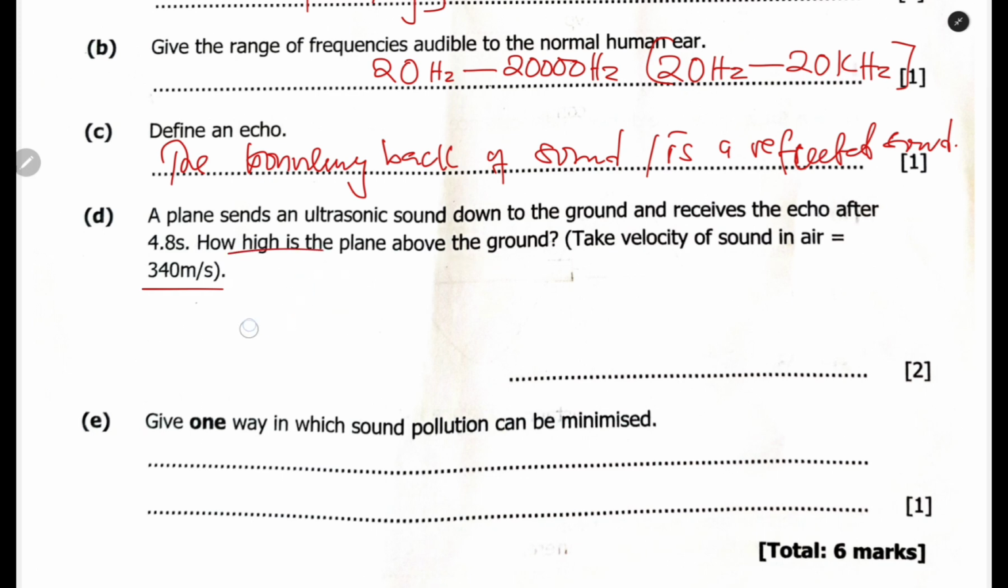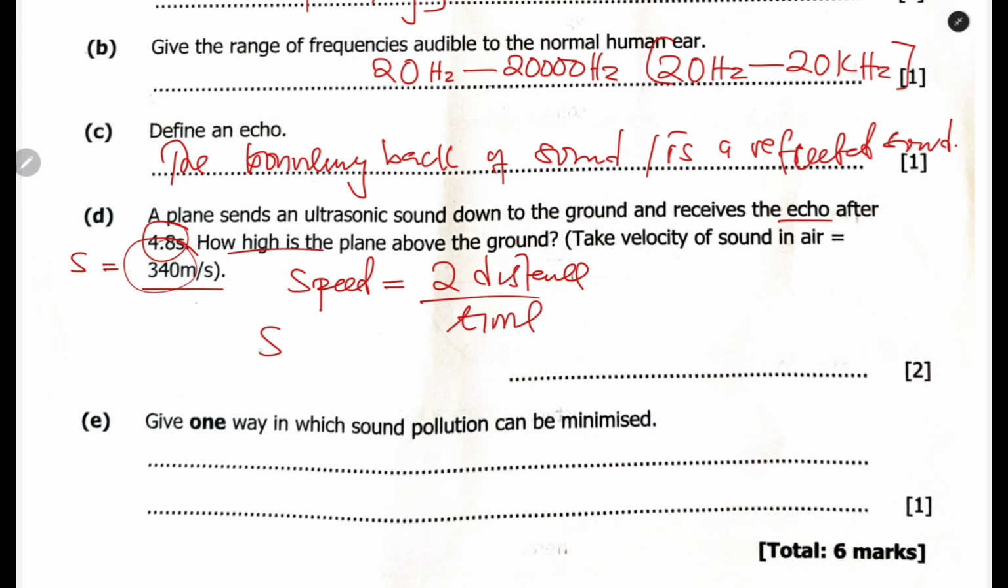Now, if you look at what you are given here, we are given the speed, which is 340, and we are given the time. This is an echo. So how do you find distance? How do you find speed when you have an echo? So speed is equal to 2 multiplied by distance divided by time. Or we can simply say S equals 2D over time. So this is the formula for speed when you have an echo.